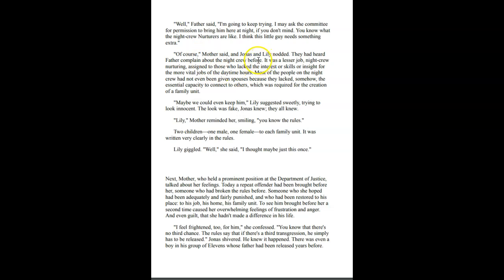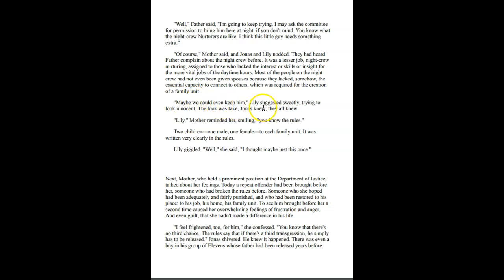It was a lesser job. Night crew nurturing, assigned to those who lack the interest or skills or insight for the more vital jobs of the daytime hours. Most of the people on the night crew had not even been given spouses because they lack somehow the essential capacity to connect to others, which was required for the creation of a family unit.